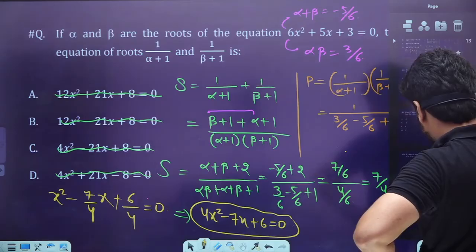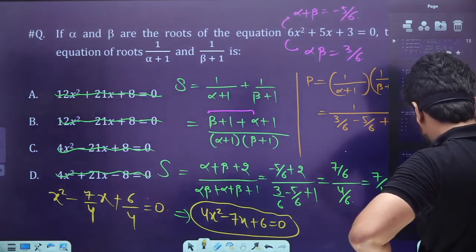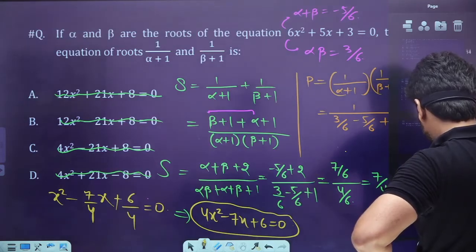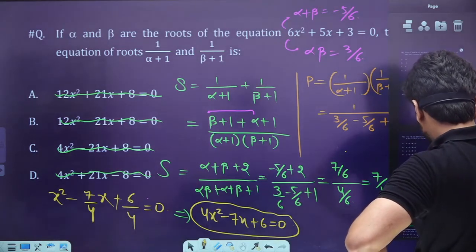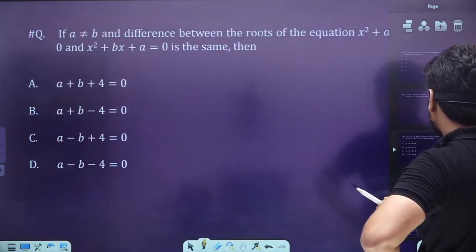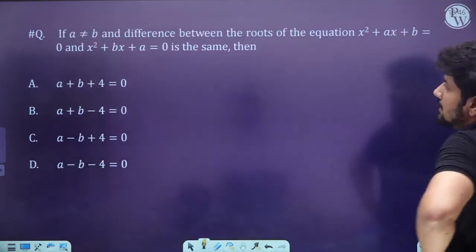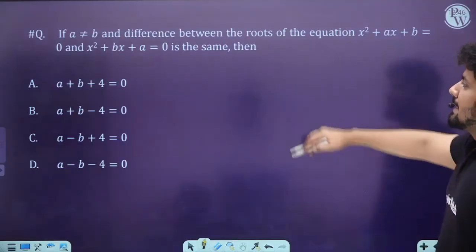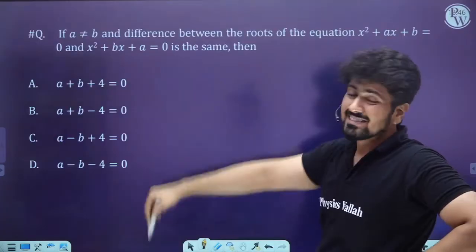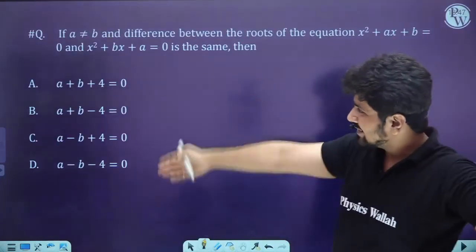So guys, let me show you some more amazing questions. Let's have a look at this question. If a is not equal to b and the difference between the roots of this equation and this equation is the same, then what is the relation between a and b?